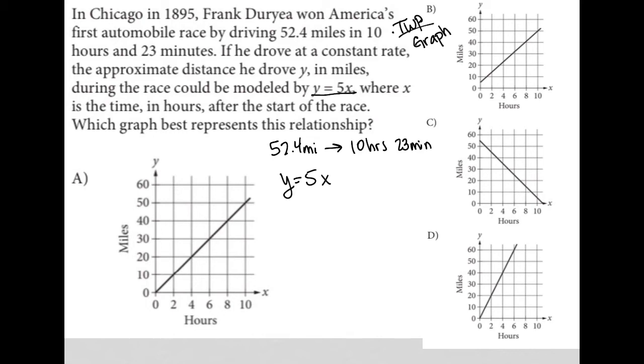Okay, so there's a couple of things that I can use. First of all, I was just told that the mileage is represented by y and that the time is represented by x. I'm also given this equation here, which reminds me of y equals mx plus b, in which case this means that m must equal 5, m represents the slope, and b must equal 0. So I'm going to use all of this to kind of narrow down the answer.